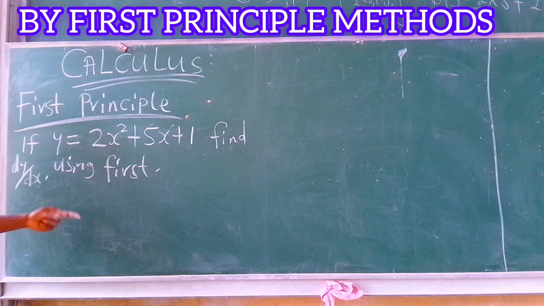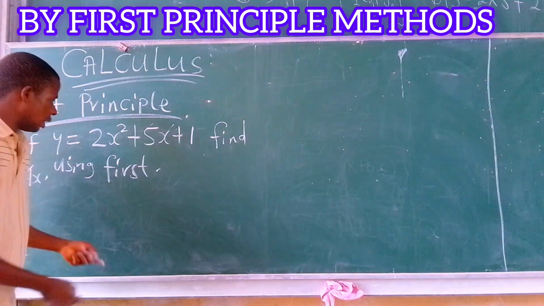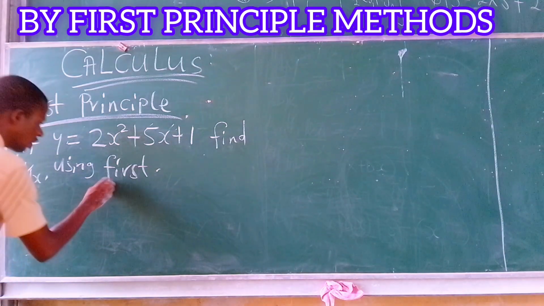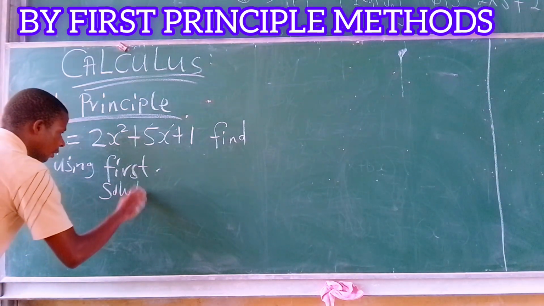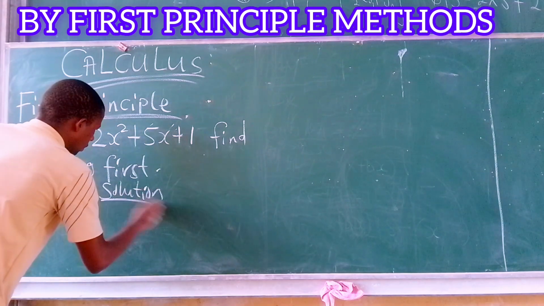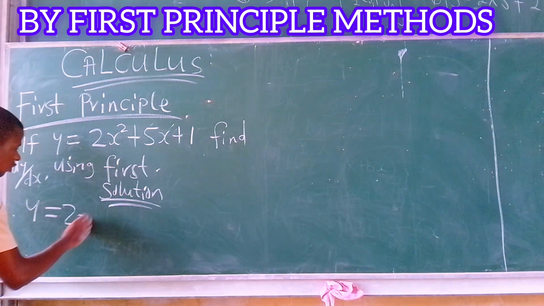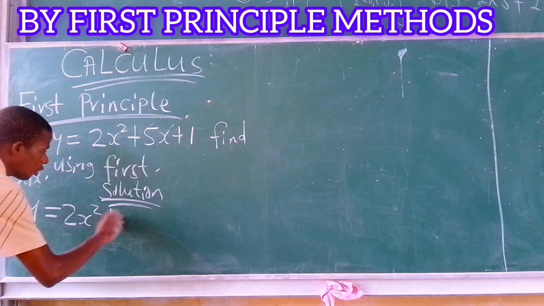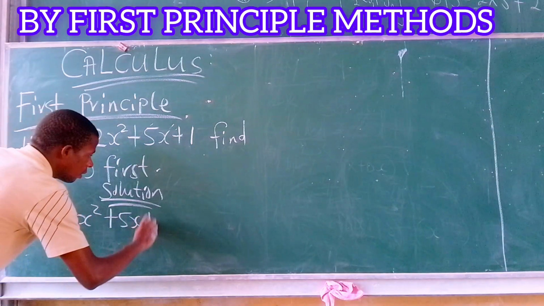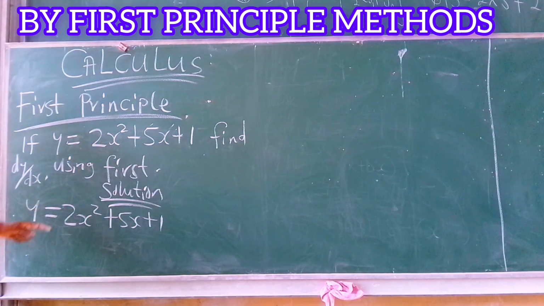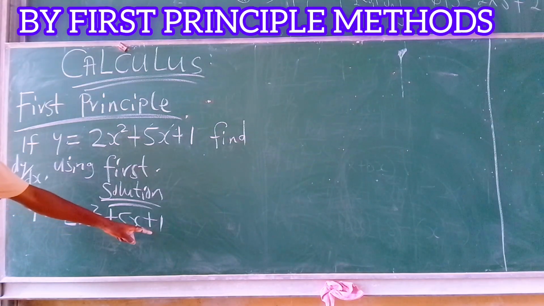Now, once we want to find divide over the x using first principle, we need to understand how it works. Let us go straight to the point. Solution. This is y, right? What we are doing, y equals to 2x squared plus 5x plus 1.